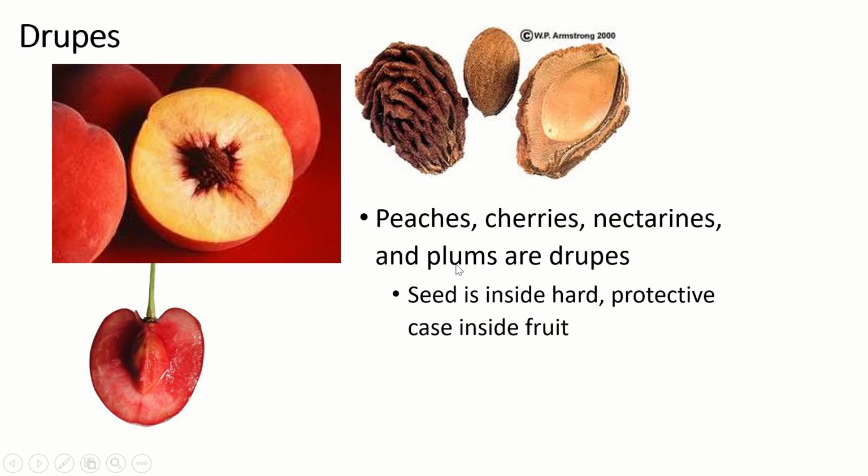Drupes are a special form of fruit where there's a fleshy outer covering surrounding a hard protective case that surrounds the actual seed. So this is all the things that you think of as stone fruit. The peaches, the nectarines, cherries, all of these are drupes that have fleshy fruit surrounding this tough covering, and inside that is the actual seed.